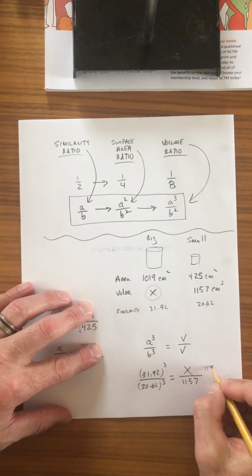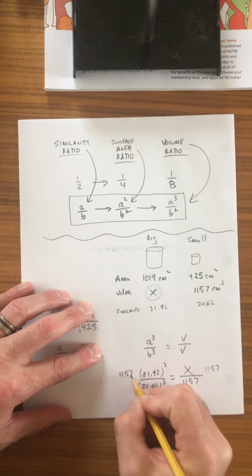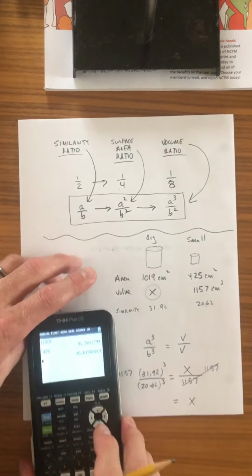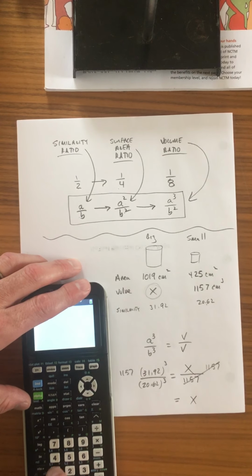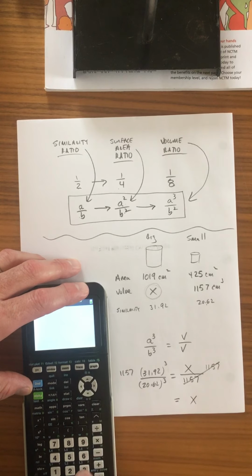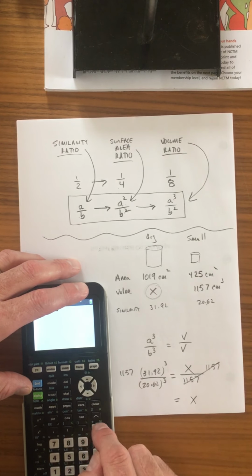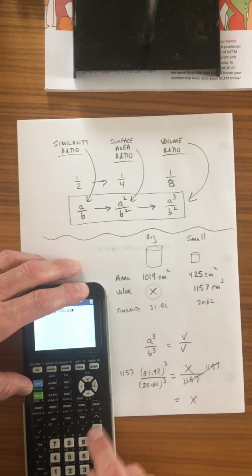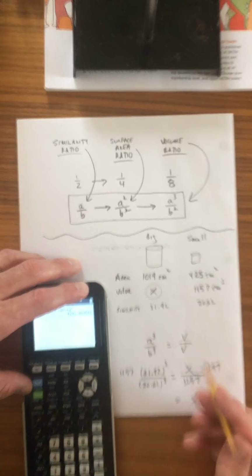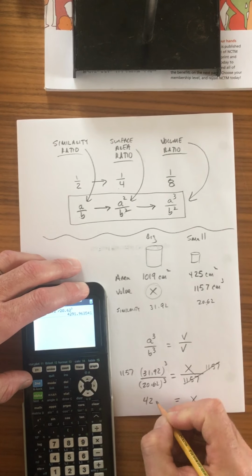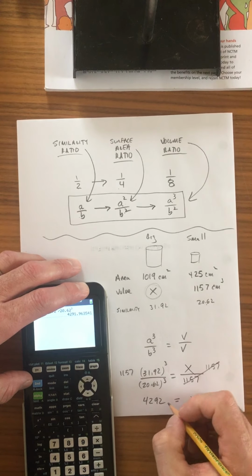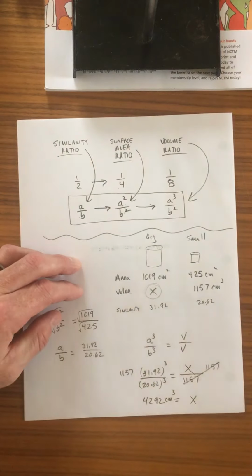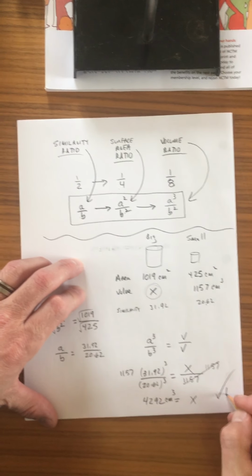Okay, so let's solve that. We can just do 1157 over 1157, those cancel. And that x value, that volume of the big one, is going to be 1157 times 31.92 cubed divided by 20.62 cubed, and it comes out to 4292, and the units would be centimeters cubed. And that's how it works. Check plus.